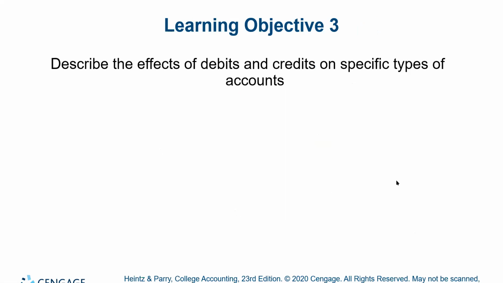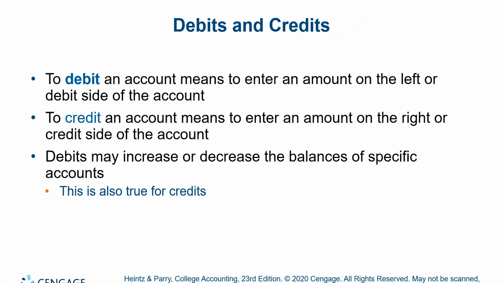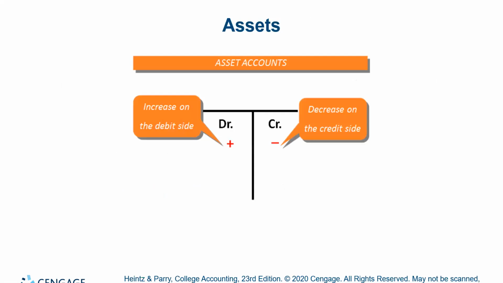Let's take a look at the effects of the debits and credits on specific types of accounts. To debit an account means you're entering an amount on the left side. Again, if someone says debit cash, that means you're going to put the number on the debit side. To credit is just the opposite. That's going to go on the right side. Debits may increase or decrease the balance of specific accounts, and the same thing is true with credits. Some accounts go up with debits, some accounts go up with credits. And that's the tricky part that we have to get into our skull before the first test.